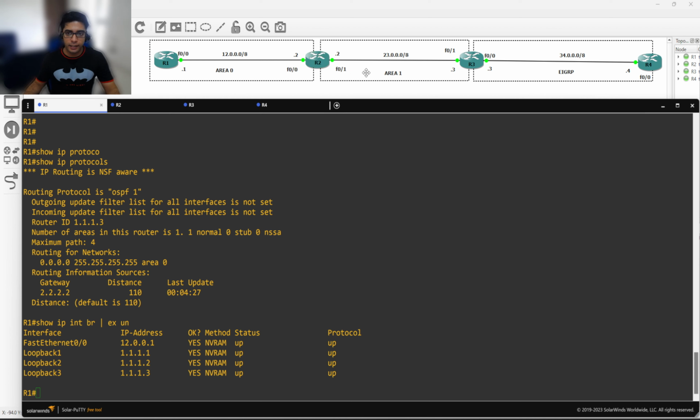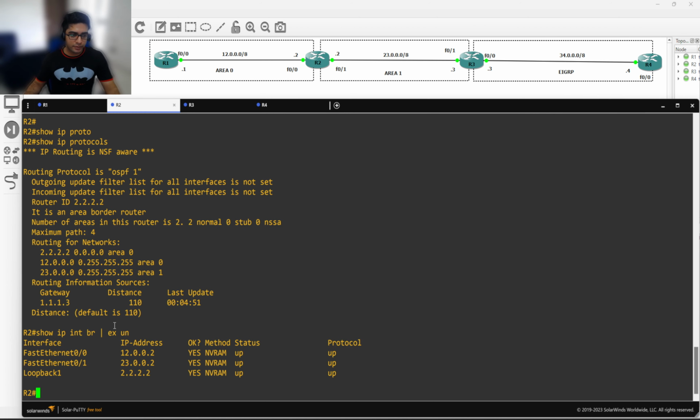Similarly, on R2's other interface it's 23.0.0.2. On R3 it is 23.0.0.3. On R3's other interface it is 34.0.0.3. On R4 it is 34.0.0.4. So just to simplify, on R1 you can see that these are the interface IPs. This is the interface IP address, and I have created 3 loopback addresses. And I have created OSPF using the network command: router ospf 1, network 0.0.0.0 255.255.255.255 area 0.